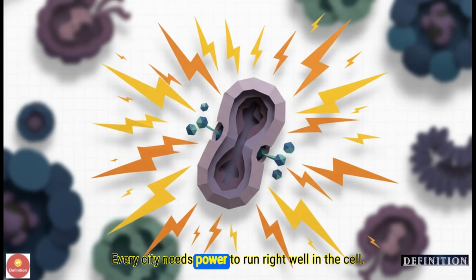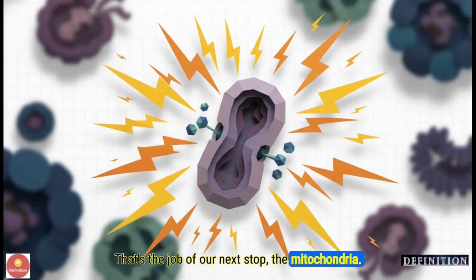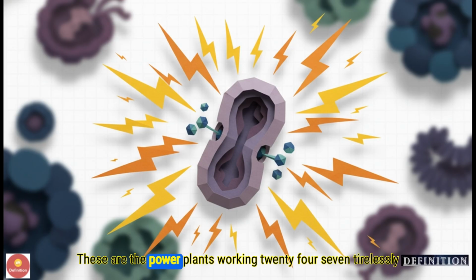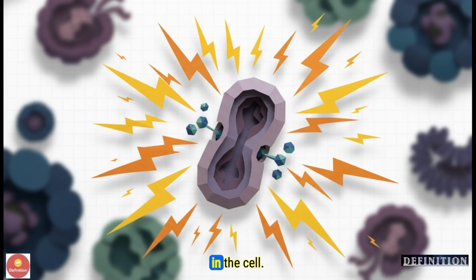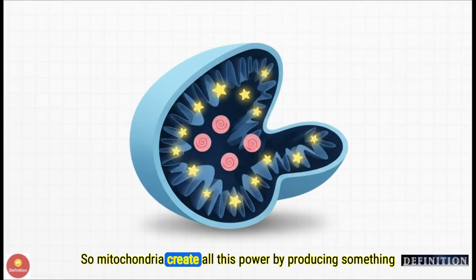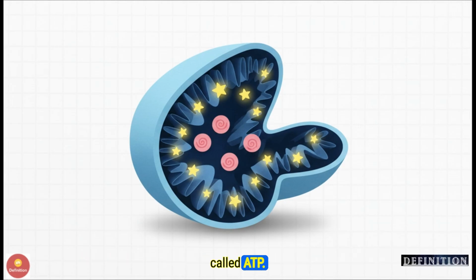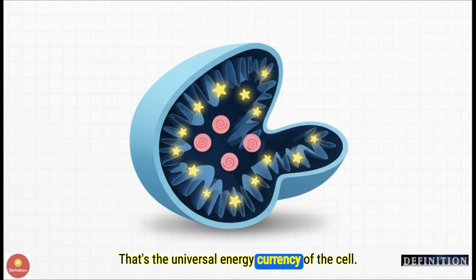Every city needs power to run, right? Well, in the cell, that's the job of our next stop, the mitochondria. These are the power plants, working 24/7, tirelessly generating the energy that fuels every single activity happening in the cell. So mitochondria create all this power by producing something called ATP. That's the universal energy currency of the cell.